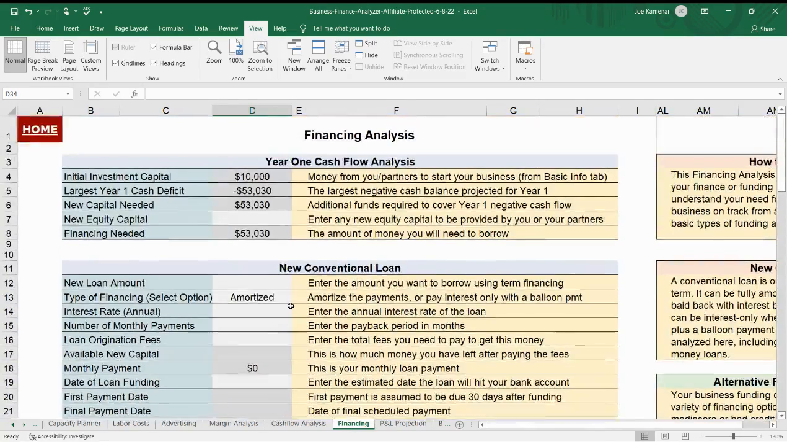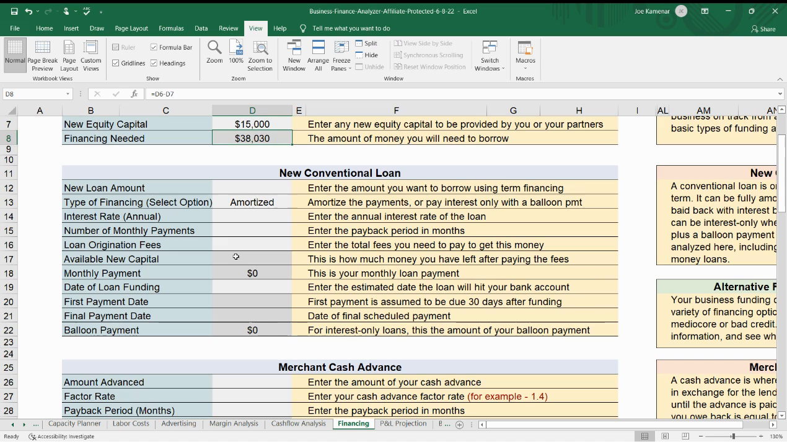So we click on a financing tab. Now, this is one where you need to work with your business loan broker or your business bank lender. Let's assume that you or your partners are going to put in $15,000. Let's put that in new equity. So that means financing needed is $38,000. Let's look at some of our options.